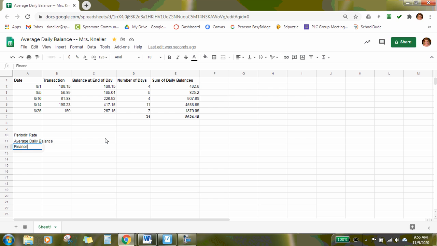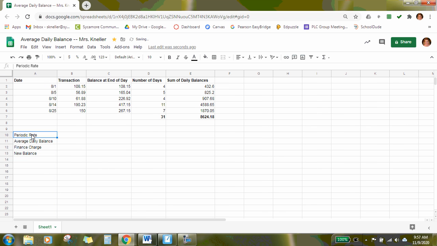Then we have finance charge and new balance. I always think of the shoes, the brand of shoes when I type that in. Okay, now I'm going to adjust column A so that it goes over a little bit past the average daily balance. I'm going to highlight all of these. I'm going to make them bold just like we did before. Okay, so there's all of the labels for the information that we're going to have in each row.